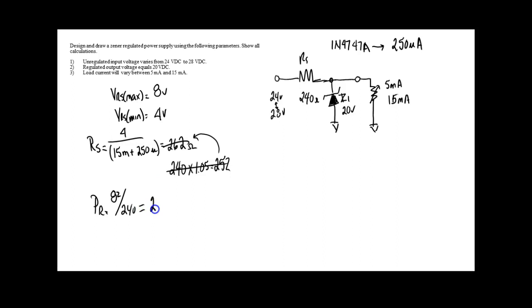267 milliwatts. So we'd use 1 watt. We'd use a 1 watt. We'd use a half watt there, right?